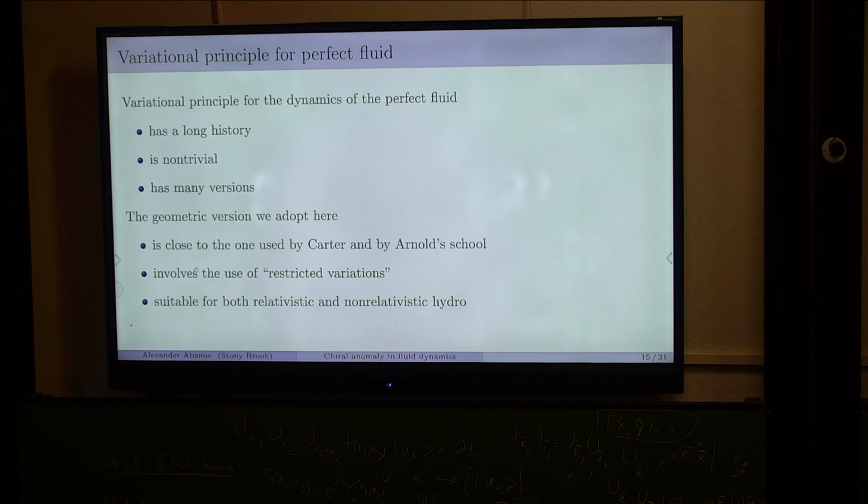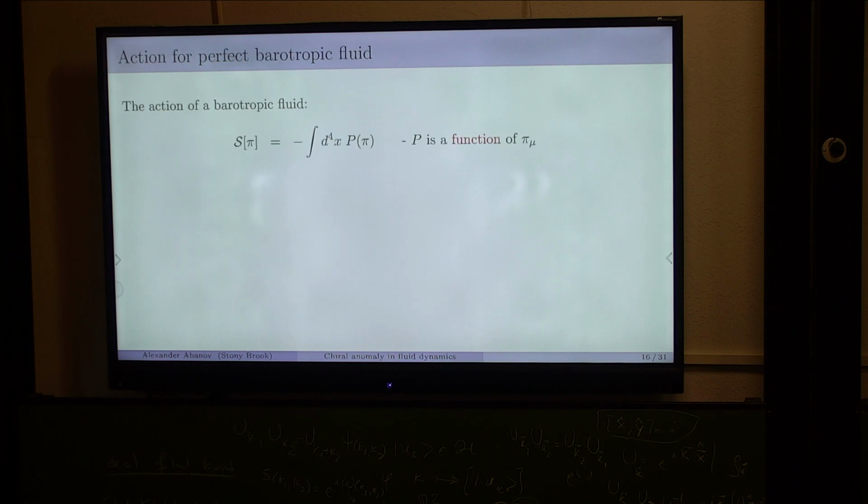And the amazing thing about this approach is that it's suitable for both relativistic and non-relativistic hydrodynamics. Many results I'm going to talk about are independent of what the space-time symmetry of the fluid is. So it's quite elegant in this sense. Okay, the claim is the following, that the action of a barotropic fluid is just this.